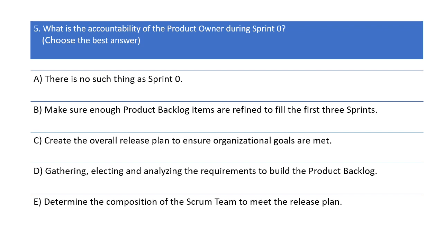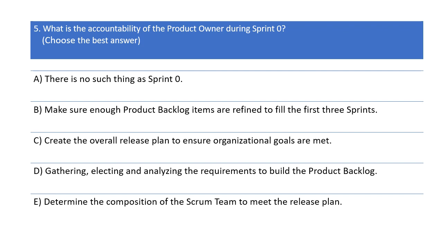Question number 5. What is the accountability of the product owner during Sprint 0? Choose the best answer. Option A. There is no such thing as Sprint 0. Option B. Make sure enough product backlog items are refined to fill the first 3 sprints. Option C. Create the overall release plan to ensure organizational goals are met.